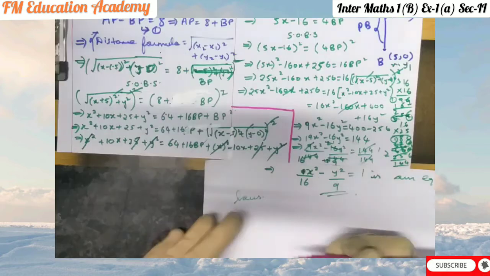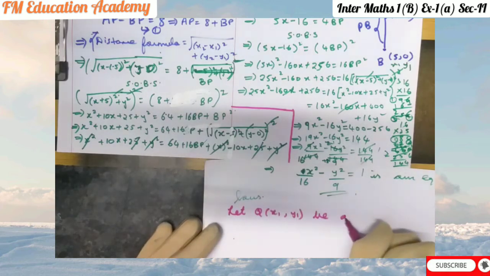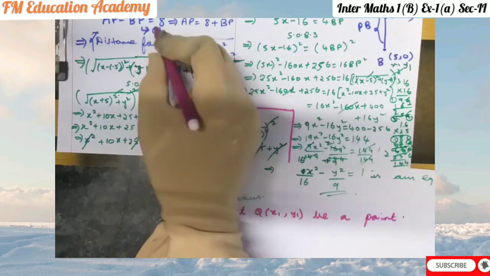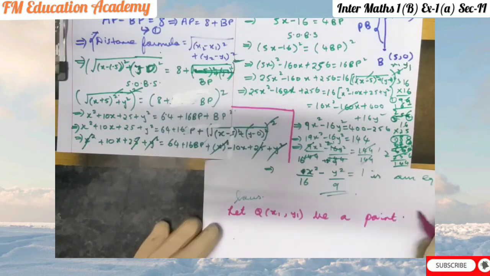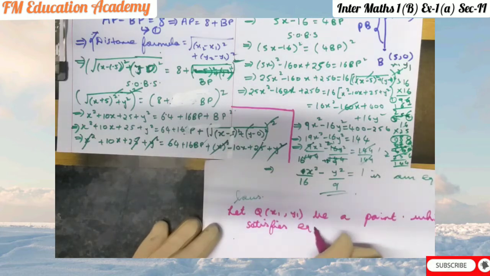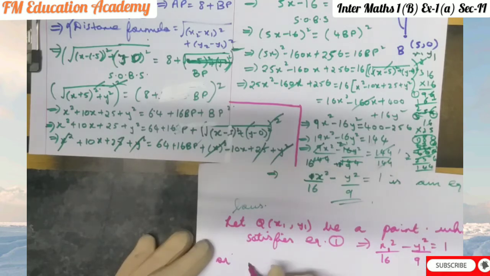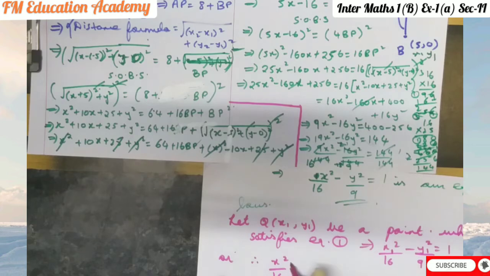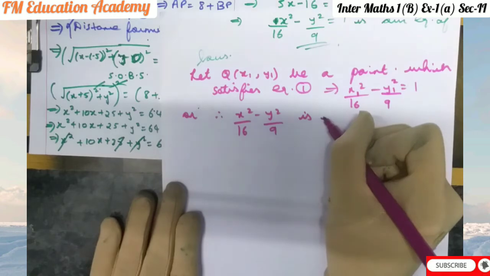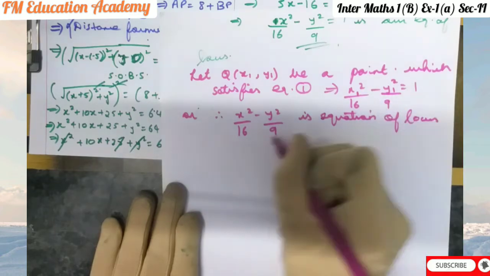Sorry for the ink. We will assume that Q(x1, y1) is a point which satisfies equation 1. So we can write x1 square by 16 minus y1 square by 9 is equal to 1. Therefore x square by 16 minus y square by 9 is the equation of locus. Why? Because (x1, y1) is satisfying it.